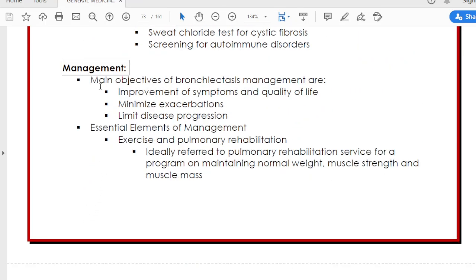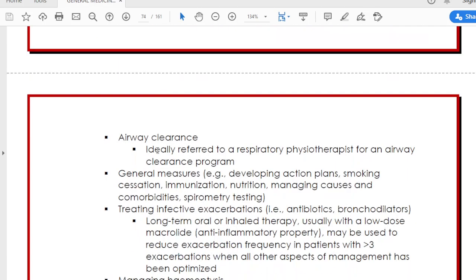Management. Main objectives of bronchiectasis management are improvement of symptoms and quality of life, minimize exacerbations, limit disease progression. Essential elements of management: exercise and pulmonary rehabilitation. Ideally referred to pulmonary rehabilitation service for a program on maintaining normal weight, muscle strength, and muscle mass.